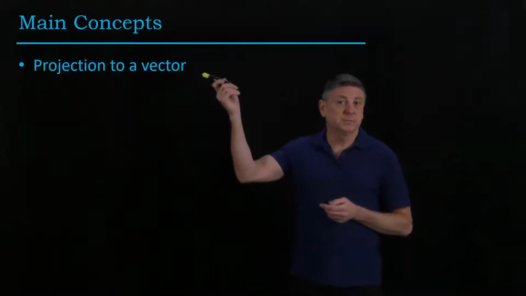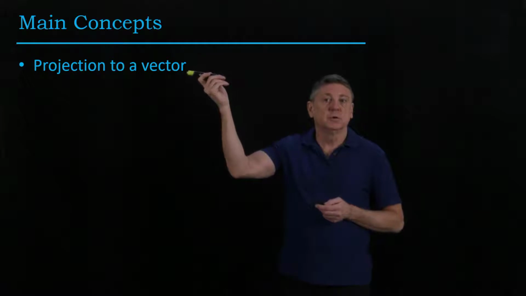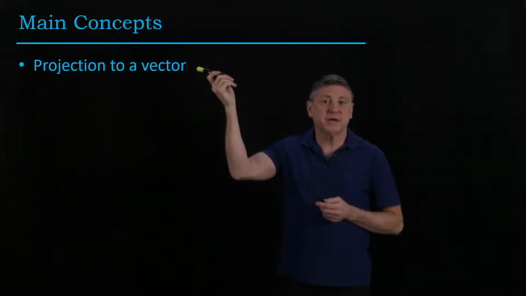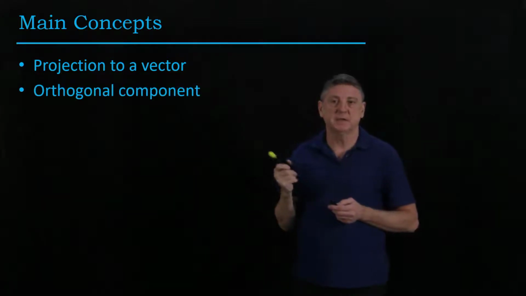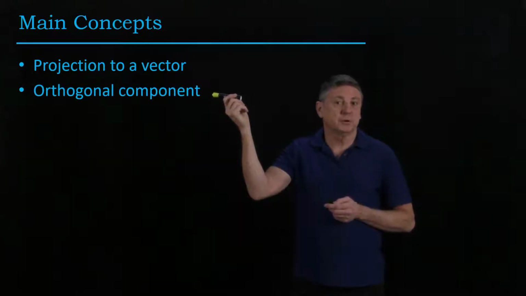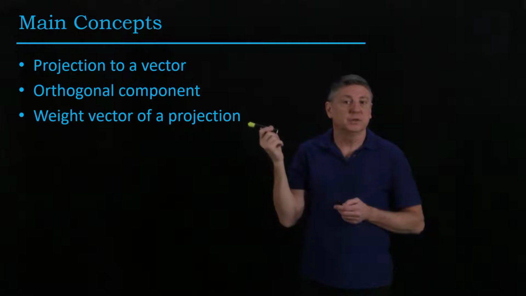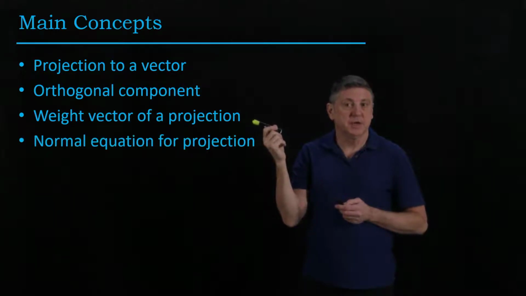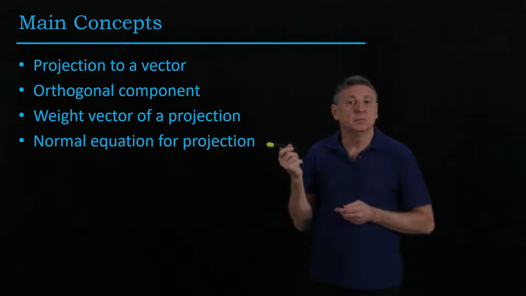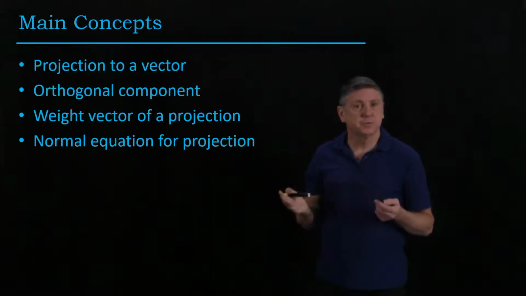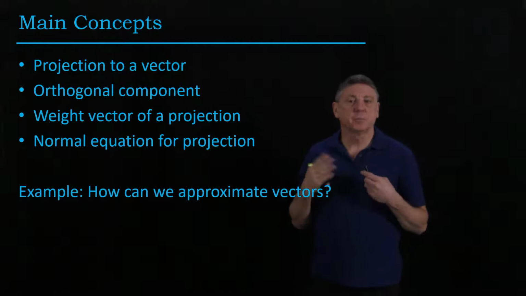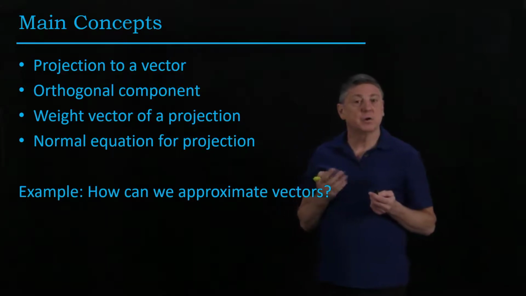So we'll call this projecting, and we'll look first at how we can project a vector onto a single vector, which is a one-dimensional space. We'll explore the orthogonal complement. We'll look at the weight vector of a projection, and we'll end by explaining the normal equation for a projection. As we go through this lecture, we can think of a problem, which is how can we approximate a vector?